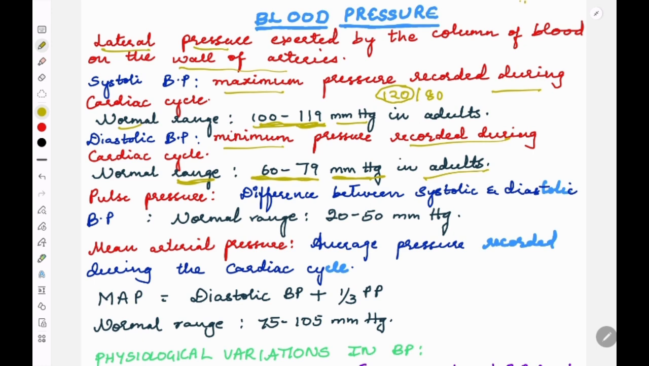Then we'll come to another definition, that is, what is pulse pressure. Pulse pressure is nothing but the difference between the systolic and the diastolic BP. If you subtract the diastolic from the systolic, the difference is 20 to 50 mmHg. That is what we call pulse pressure. I hope this is clear.